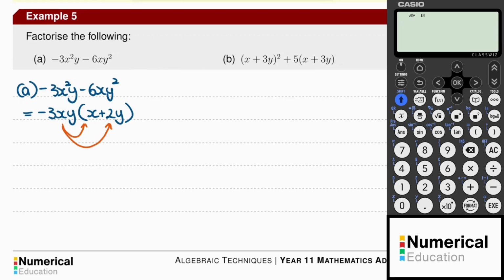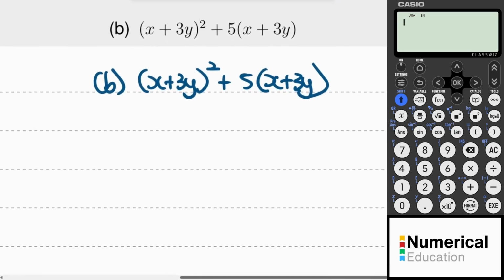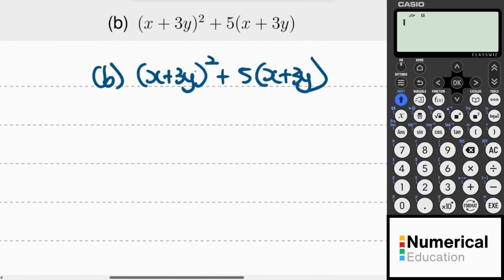All right. Part B, we have an x plus 3y all squared plus a 5 times x plus 3y. So in this particular question, the temptation, when you recognize this perfect square, is to go ahead and expand it, but that's not the purpose of the question, is it? The purpose of the question here is to factorize. So don't tunnel vision into just seeing these patterns and then going ahead and doing something that you're not supposed to do. We want to factorize.